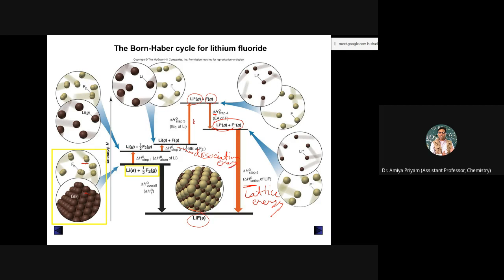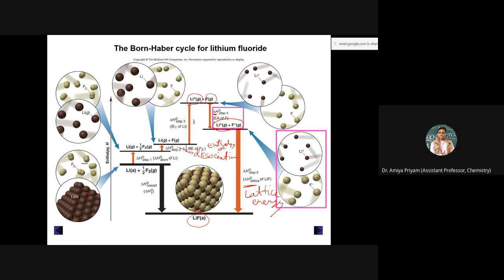Enthalpy of dissociation, or you call it better, it is practically enthalpy of dissociation. This was enthalpy of sublimation. And then ionization enthalpy, electron gain enthalpy, and finally lattice energy. So all these things considered together.